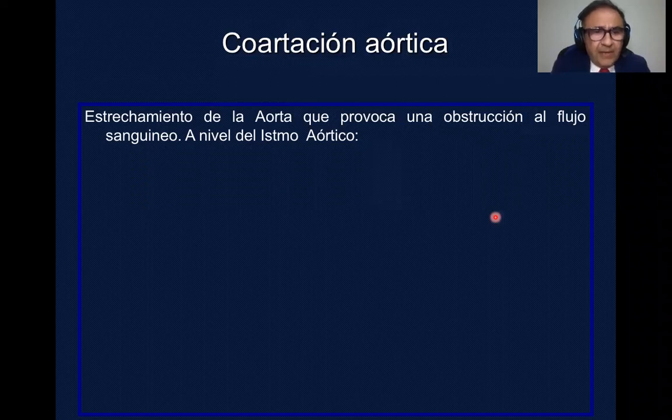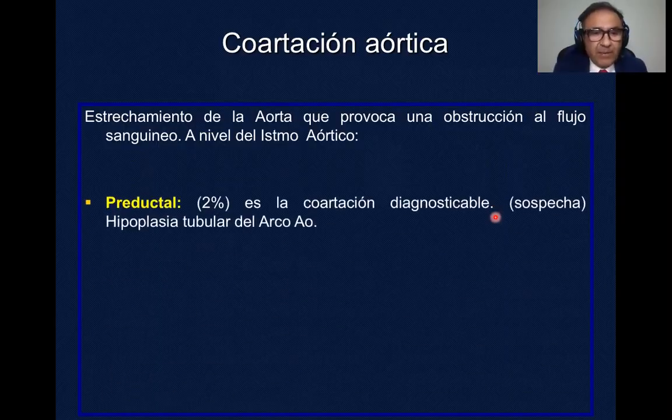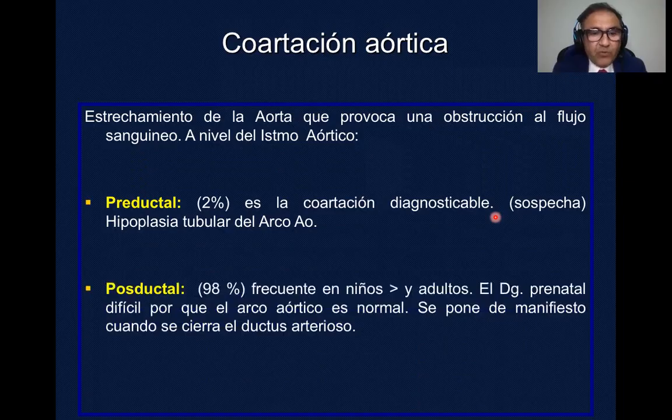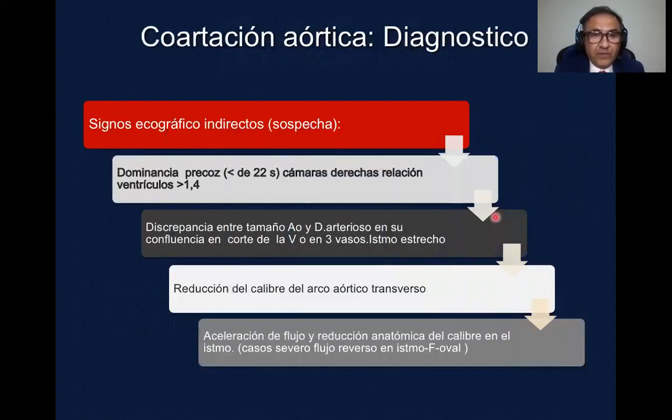Aortic coarctation is a narrowing of the aorta that will cause an obstruction of blood flow at the level of the aortic isthmus, and it can be divided into preductal, which accounts for 2% and is the type of coarctation that can be suspected on diagnosis because there is tubular hypoplasia in addition to the transverse aortic arch, and the post-ductal type, which accounts for 98%. This is common in older children and adults, and prenatal diagnosis in this case is difficult because the aortic arch is normal, and it will become apparent when the ductus arteriosus closes.